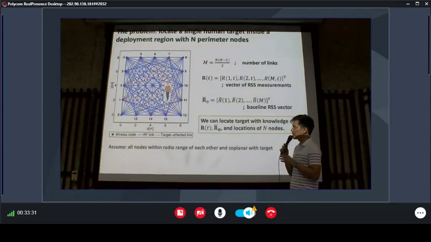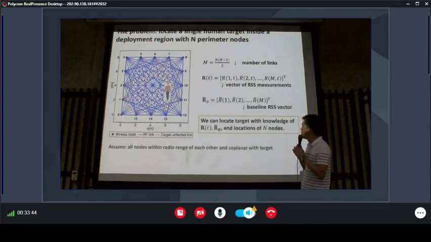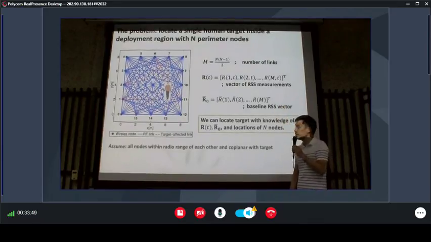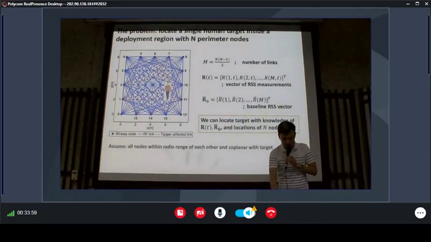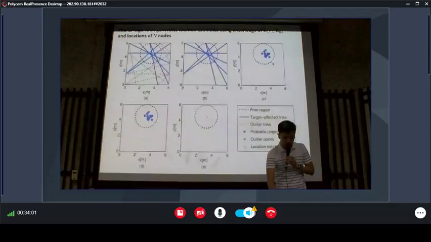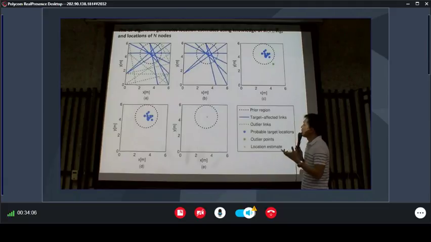So this is a typical setup for a DFL network. You have nodes in the perimeter, and they cover, in this case, an 8x8 meter area. Essentially, we can locate this target with knowledge of the current vector of RSS measurements, a baseline RSS vector, and the locations of the end nodes. We assume that all nodes are within radio range of each other and are coplanar with the target. So the geometric filter algorithm essentially uses that information to generate a location estimate.